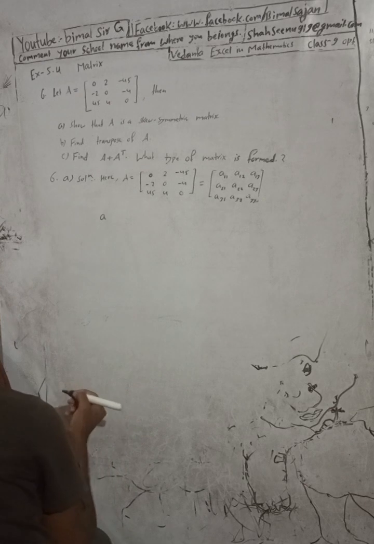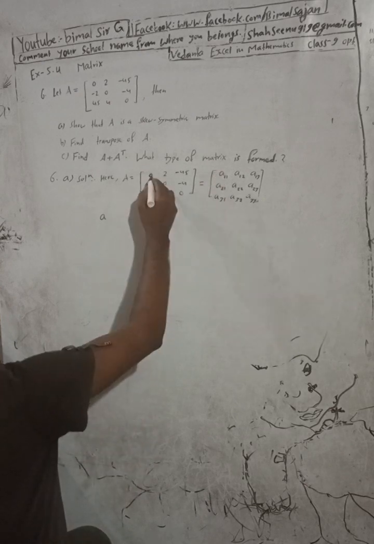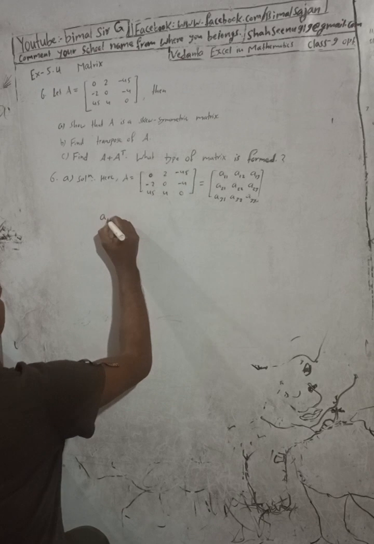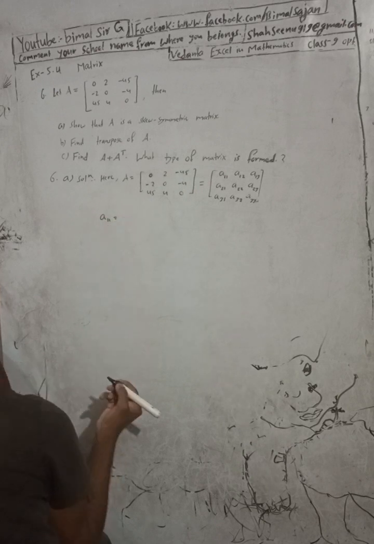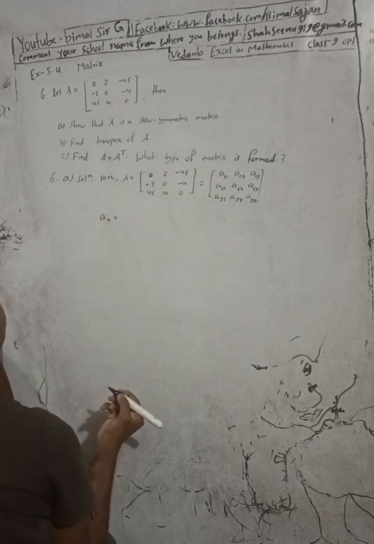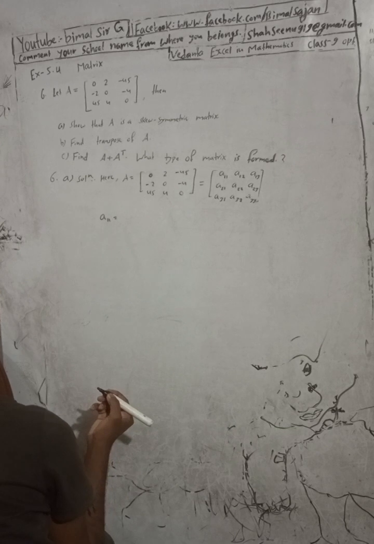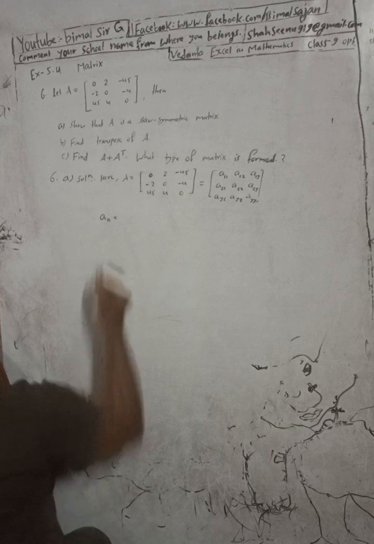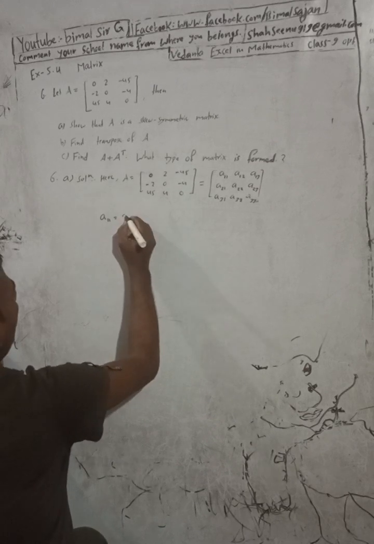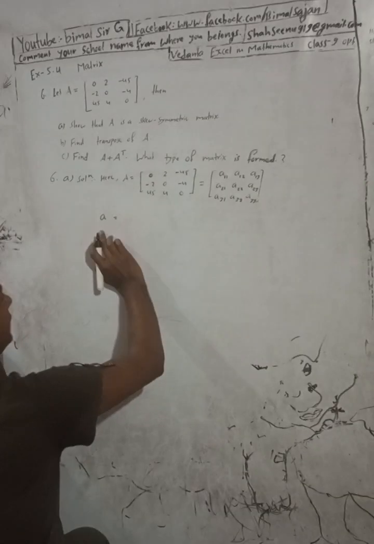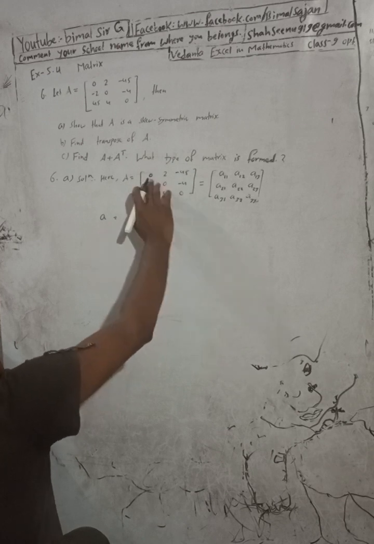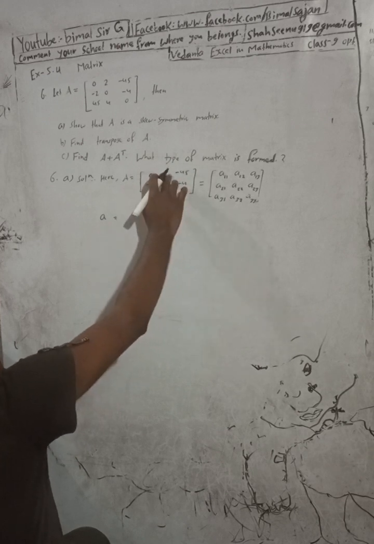Now first of all I will check this. This is 1 1, and its opposite is also 1 1, so the diagonal elements are zero. I will check some random elements. I will not check this 0. I will check this a 1 2.